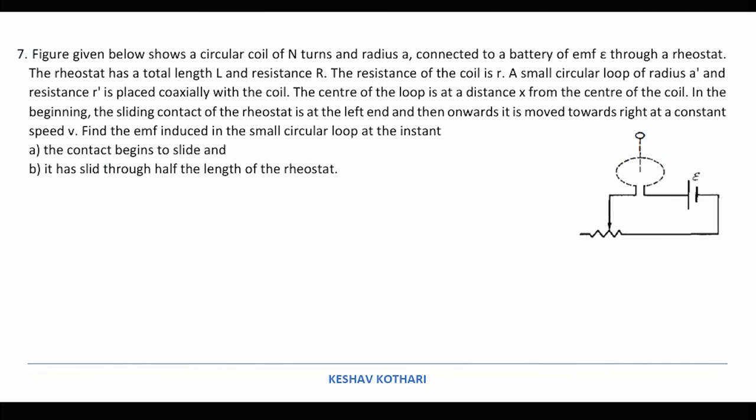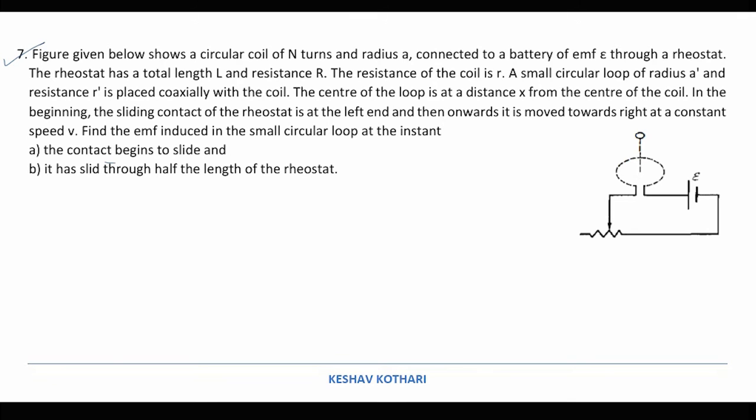So let us begin with problem number 7. The figure given below shows a circular coil of n turns and radius a connected to a battery of EMF E through a rheostat. The rheostat has a total length L and a resistance capital R. The resistance of the coil is small r. A small circular loop of radius a dash and resistance r dash is placed coaxially with the coil. The center of the loop is at a distance x from the center of the coil.